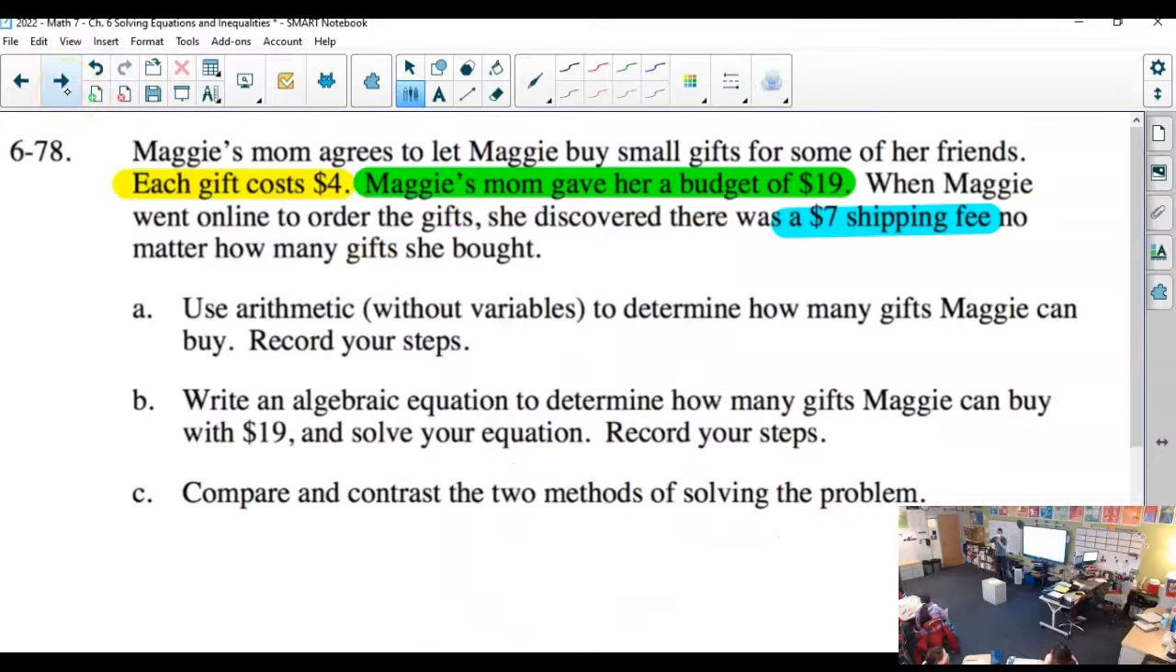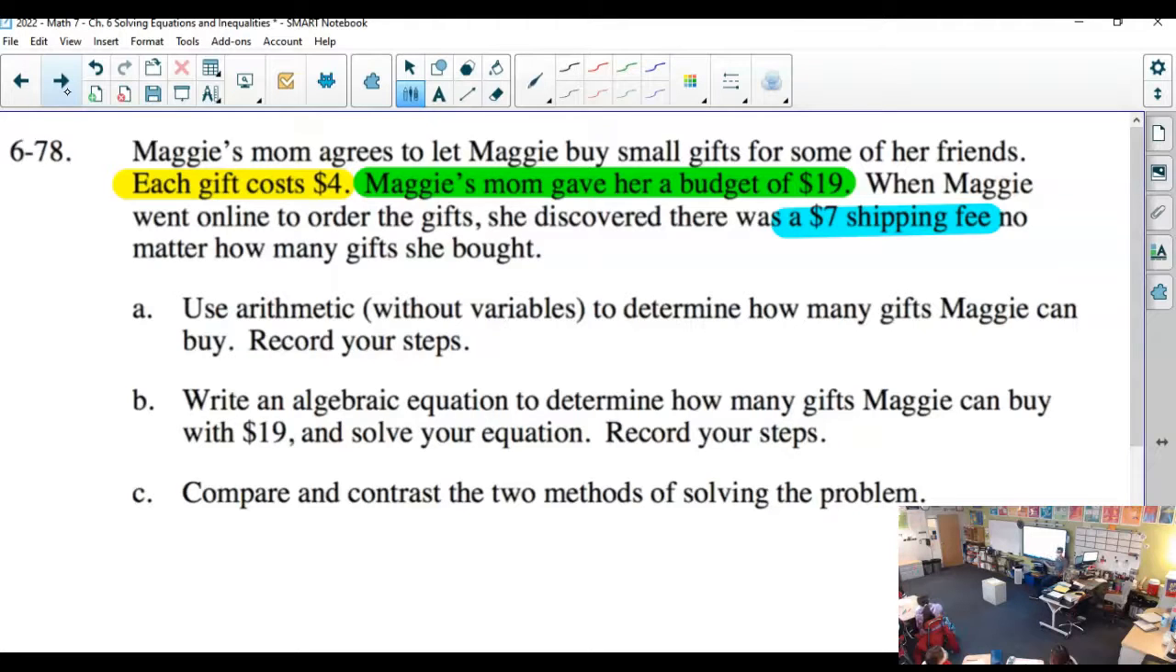All right, switching gears. Let's talk about some word problems. So I feel like we've been shying away from word problems. Whoa, hate's a really strong word there, bro. Well, it's true. All right, check it out. Read along with me. Maggie's mom agrees to let Maggie buy small gifts for some of her friends. Each gift costs $4. If you're talking at the same time as me, you are not helping. If you want to read, just ask me if you can read. Maggie's mom gave her a budget of $19.